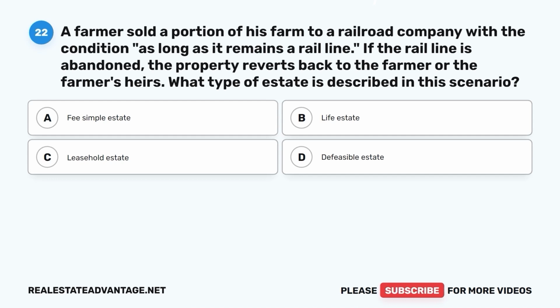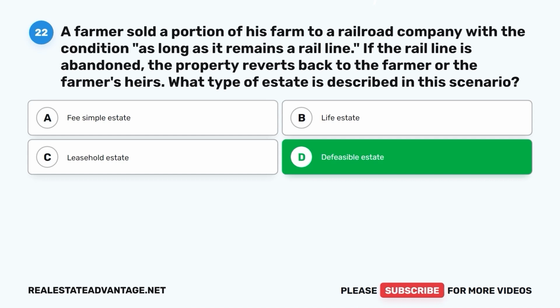What type of estate is described in this scenario? A. Fee simple estate. B. Life estate. C. Leasehold estate. D. Defeasible estate. The correct answer is D.